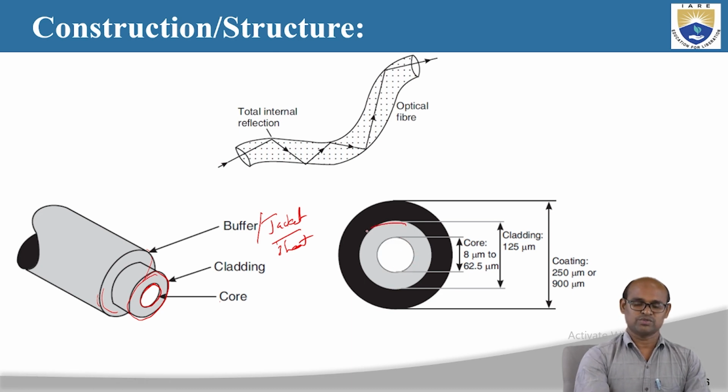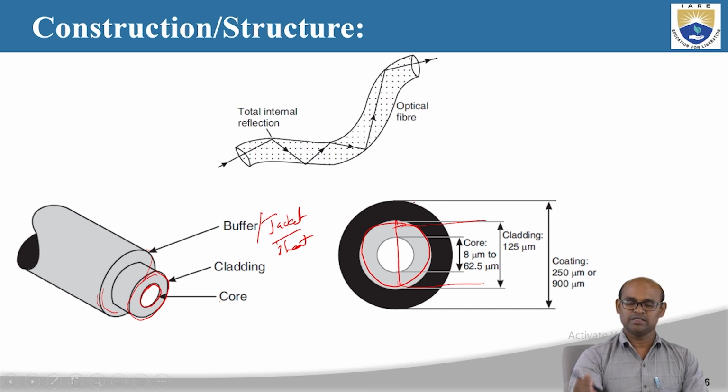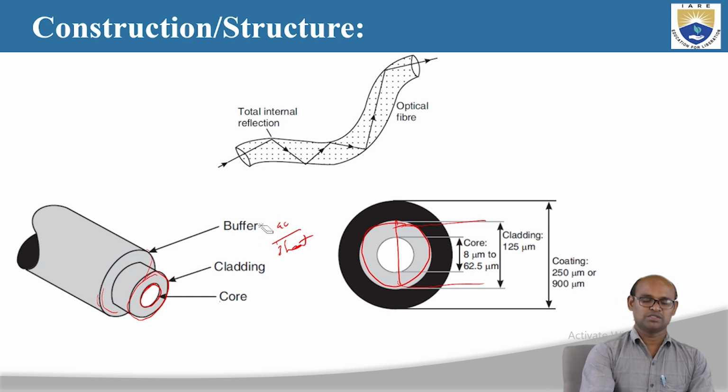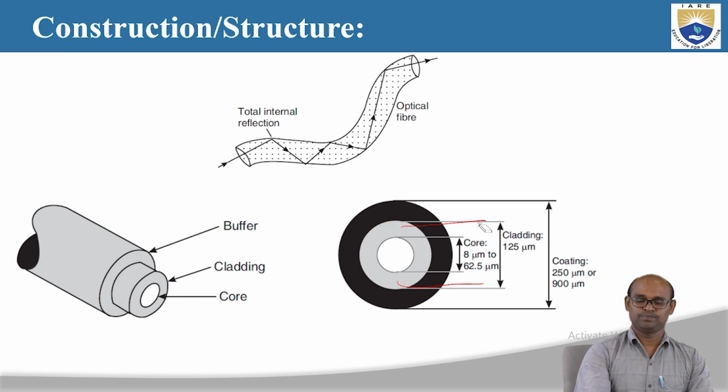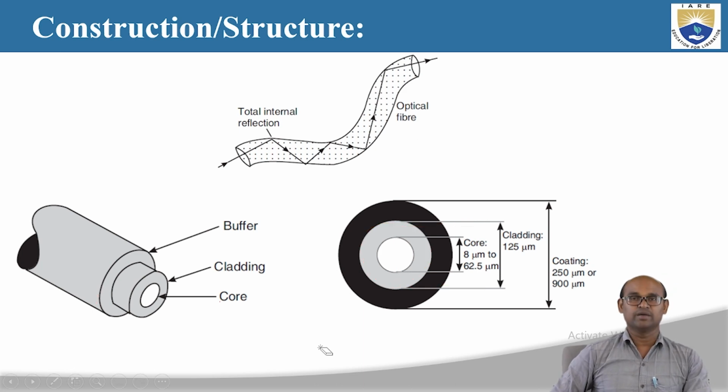Coming to the cladding diameter. Next to the core we have the cladding, and the cladding diameter is around 125 micrometers. The outermost is the jacket, and its diameter is around 250 micrometers to 900 micrometers. You can clearly see that even if there is a bend in this optical fiber, the light can propagate through it by total internal reflection. This is a pictorial representation of the structure of the optical fiber. The details are given in the next slides.